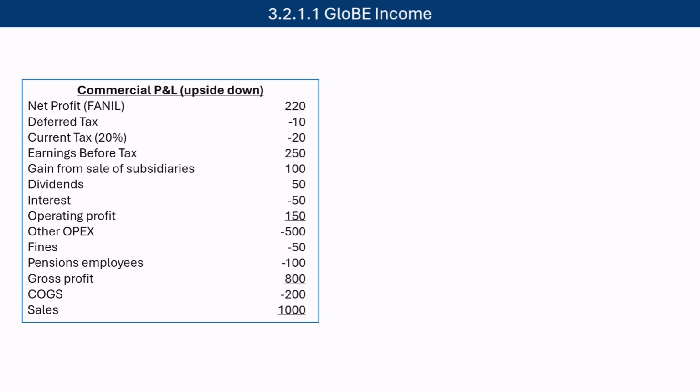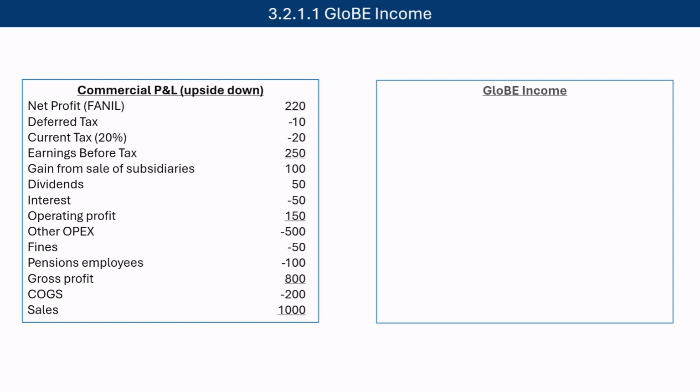Now that we have our commercial P&L upside down, let us look at what happens to our GloBE income, because what we're trying to do with the GloBE income is we're trying to calculate our EBT for Pillar 2 purposes. So there are a number of things in the financial net income that we need to add back and deduct to come to the GloBE income, depending on what the Pillar 2 rules are. So we start and we put the net profit, the 220 that was at the bottom of the P&L, which we turned around and put at the top. We put it right next to the net profit in our GloBE income, and we say that's 220.